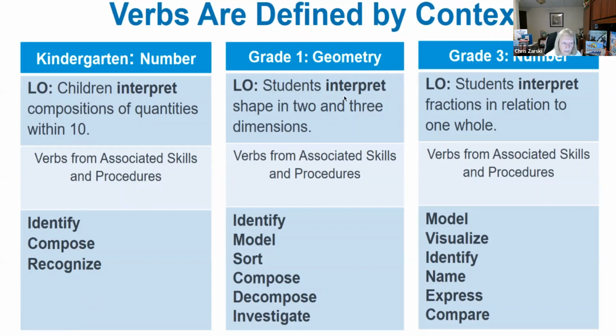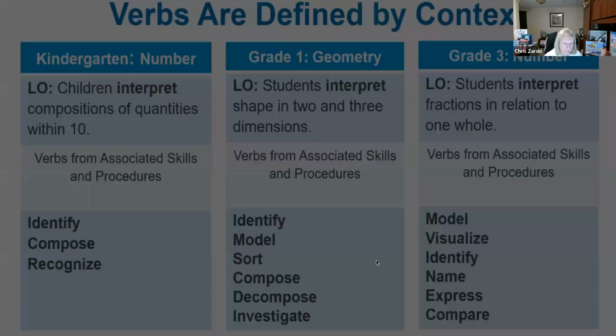Whereas when I put it in terms of students interpret shape in 2 and 3D dimensions, that means I might identify, I might make a model, I might model what's already there, I might sort things out based on attributes and characteristics. So again, that's a different way of interpreting. So we have to make sure that we're careful of the context in which they are placed.